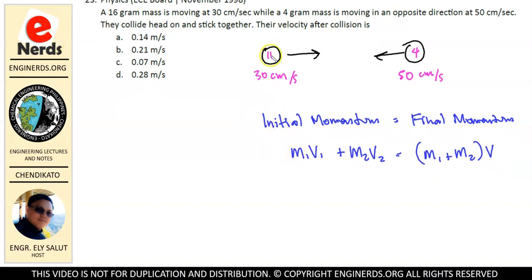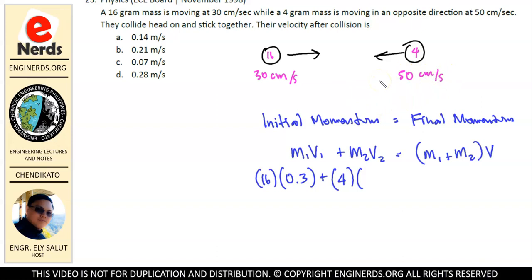So our mass 1 is 16. Then our velocity 1 is 30 cm per second. But if we look at our choices, they are in meters per second, so it's better to convert the centimeters into meters. Okay, so we have 0.3 meter per second. Then, plus our mass 2, which is 4, times our velocity 2, which is 50 centimeter per second.